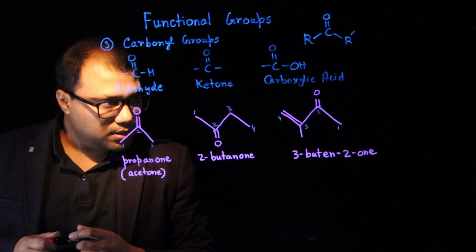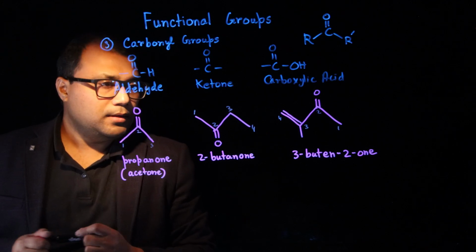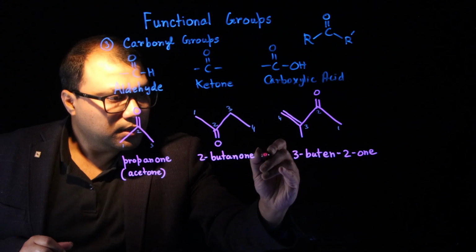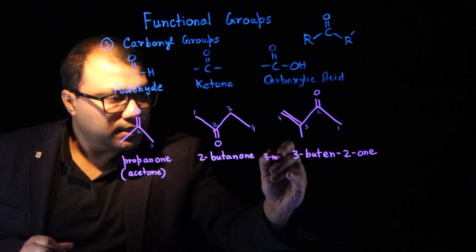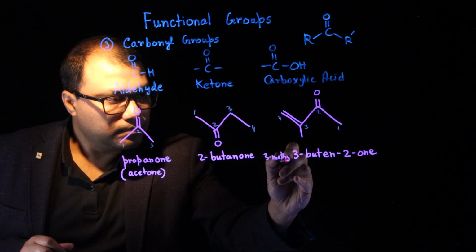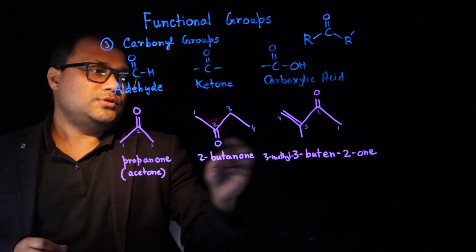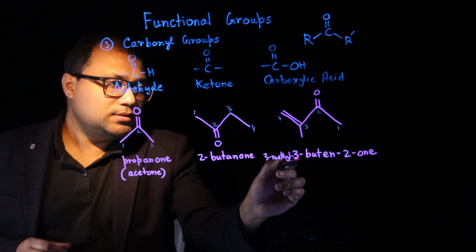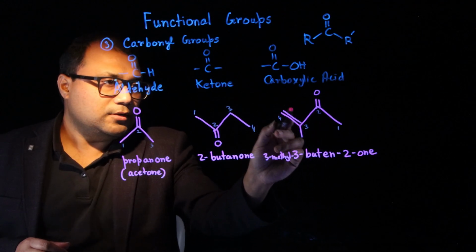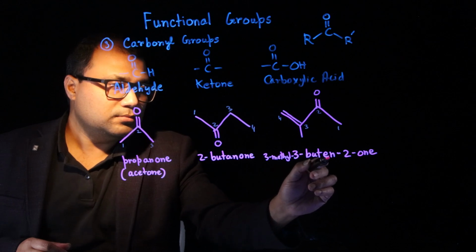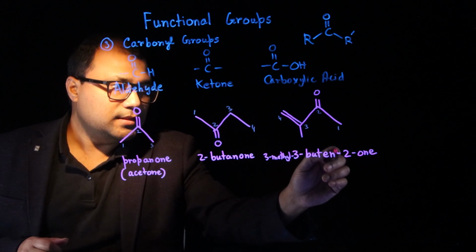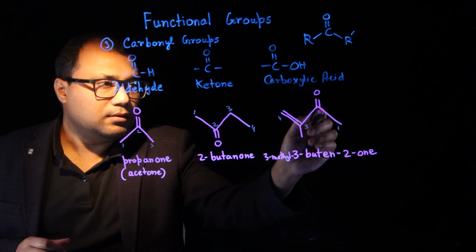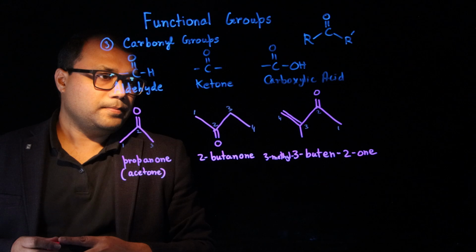So 3-buten-2-one. But this is not all. We have 3-methyl in the front. So 3-methyl, which is this. This 3 is to specify the location of the double bond, but-3-en, and this 2 is to specify the location of the ketone group. Okay.